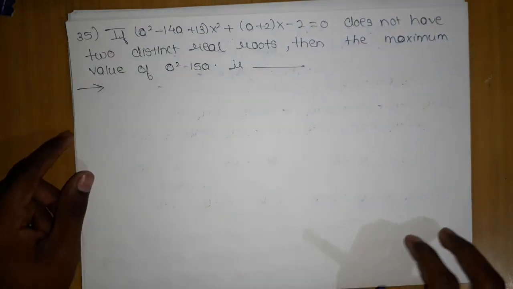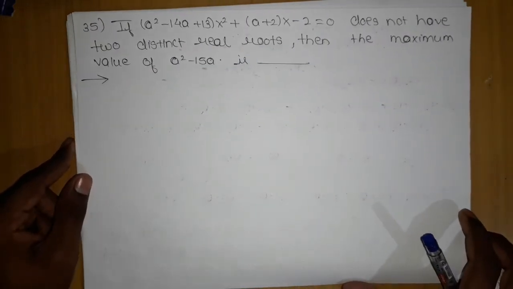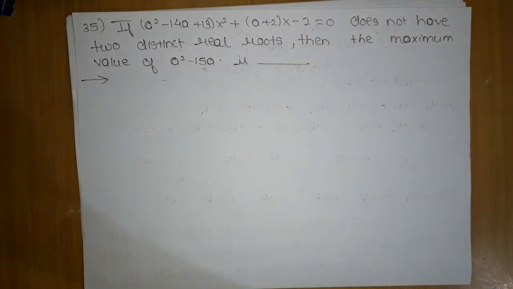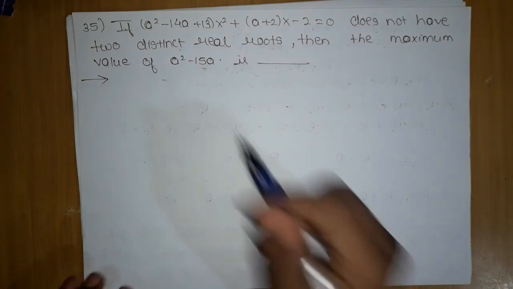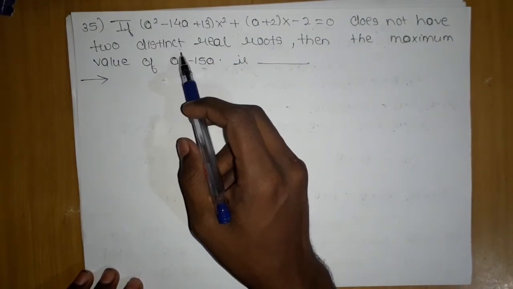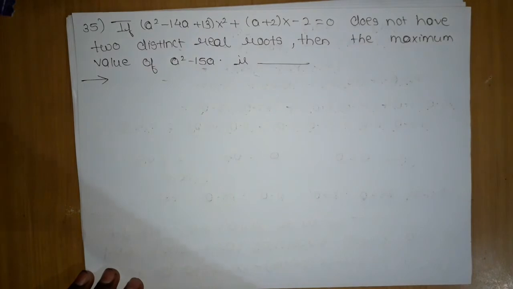So this is the next problem. The problem says as follows, this is question number 35. The question says: if a square minus 14a plus 13 into x square plus a plus 2 into x minus 2 is equal to 0 does not have two distinct real roots, then the maximum value of a square minus 15a is. Now the problem with this question is that it is telling that this quadratic equation does not have two distinct real roots.